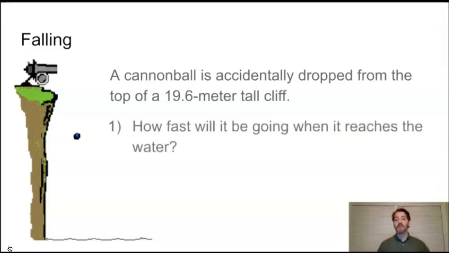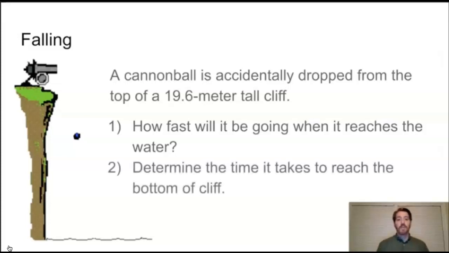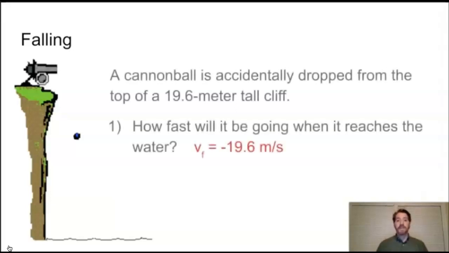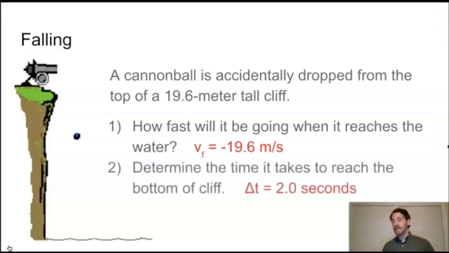The question is, how fast will it be going when it reaches the water? We could solve for this probably using the time-independent equation of kinematics, v final squared equals v initial squared plus 2a delta y. Then determine the time it takes to reach the bottom of the cliff. We have several equations that we could use to determine the time, because we know so many other things about it. So I went in and used the time-independent equation and found v final is negative 19.6 meters per second in the y direction. And I determined the amount of time it takes the cannonball to fall the 19.6 meters downward is 2.0 seconds.